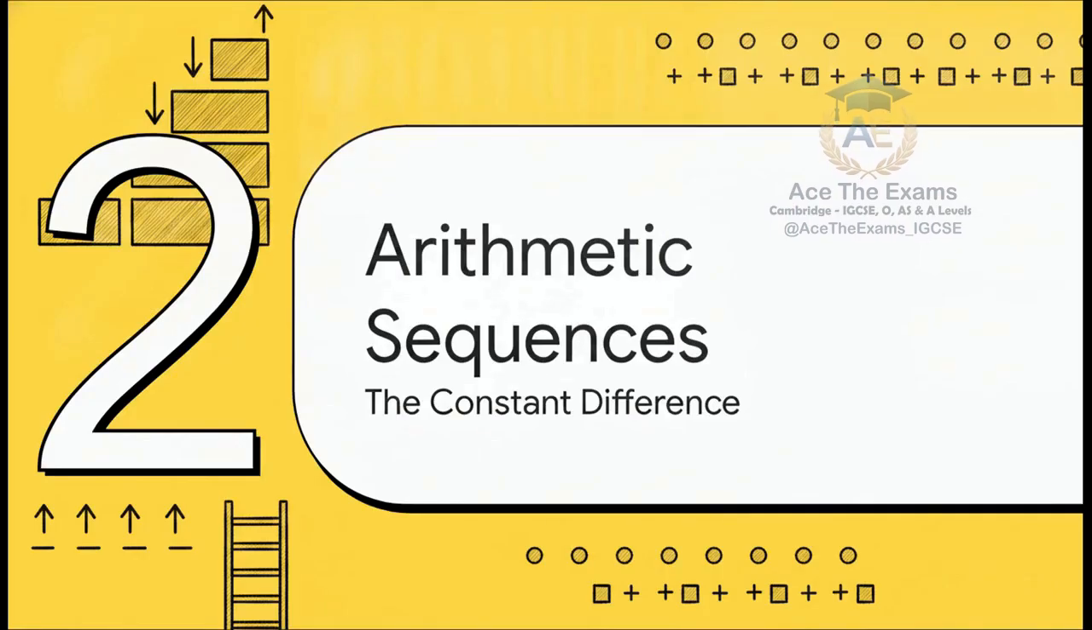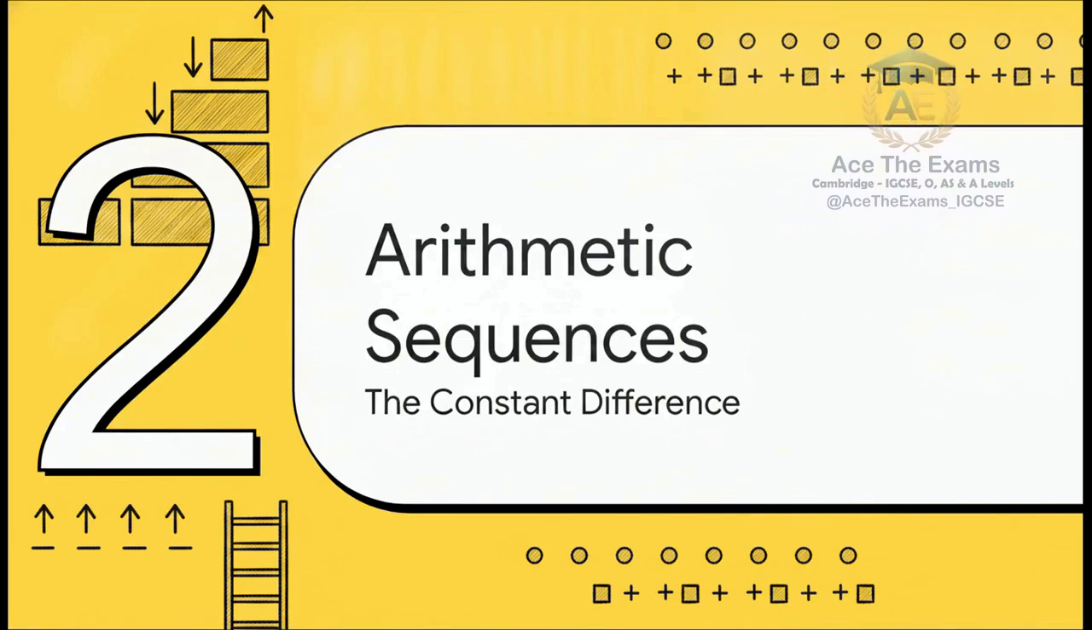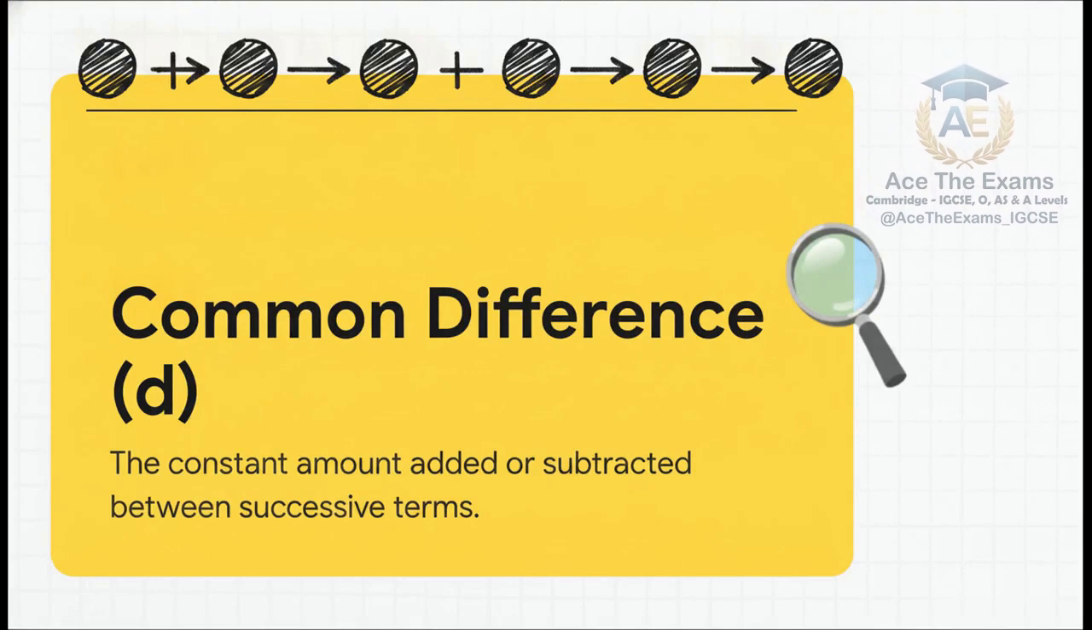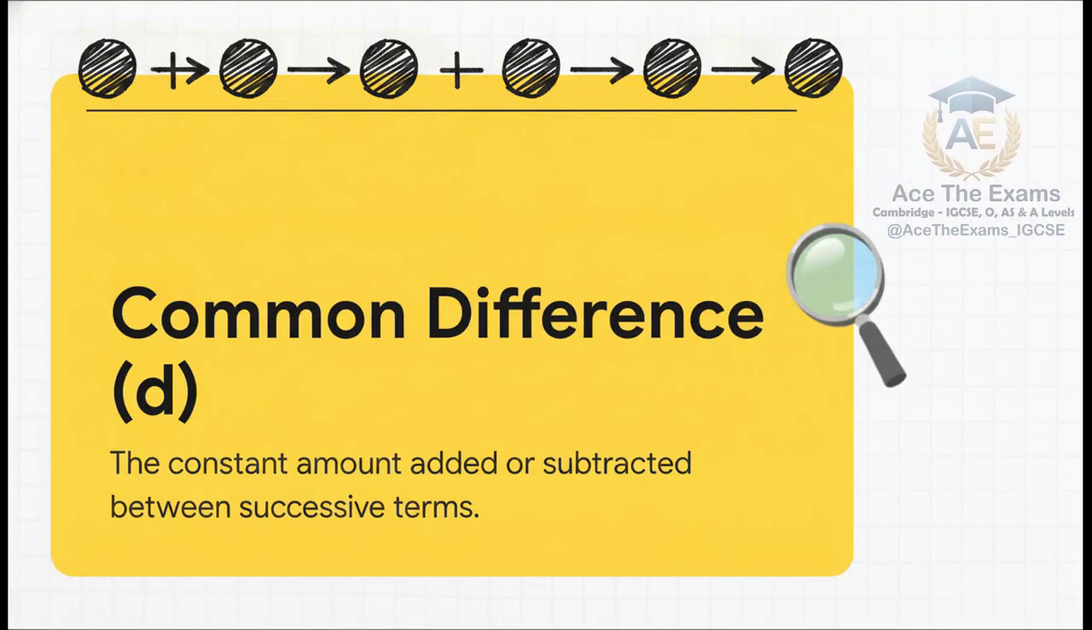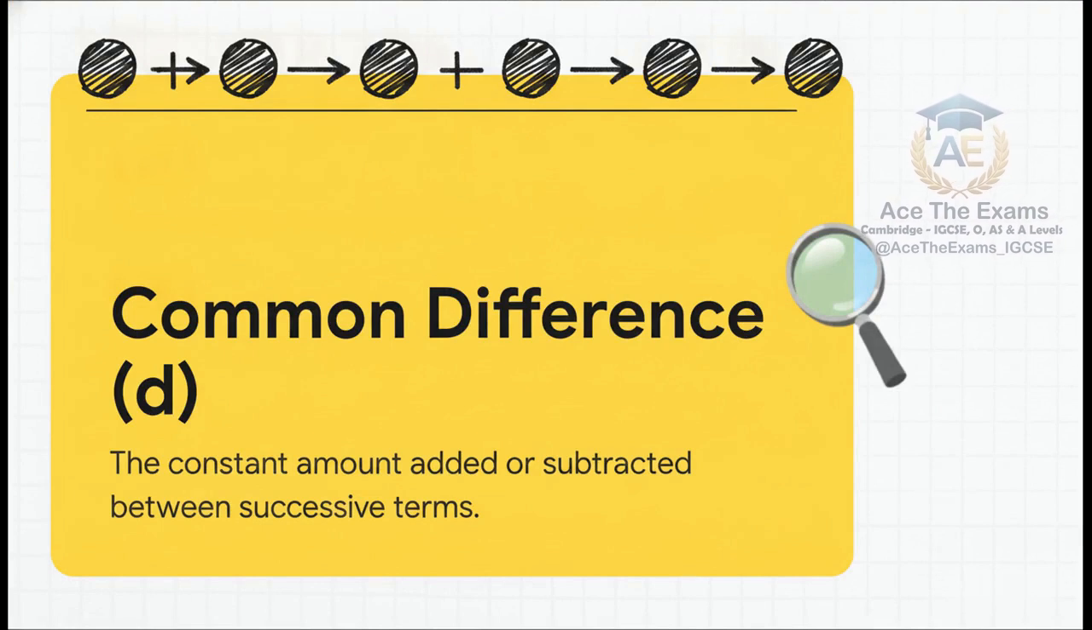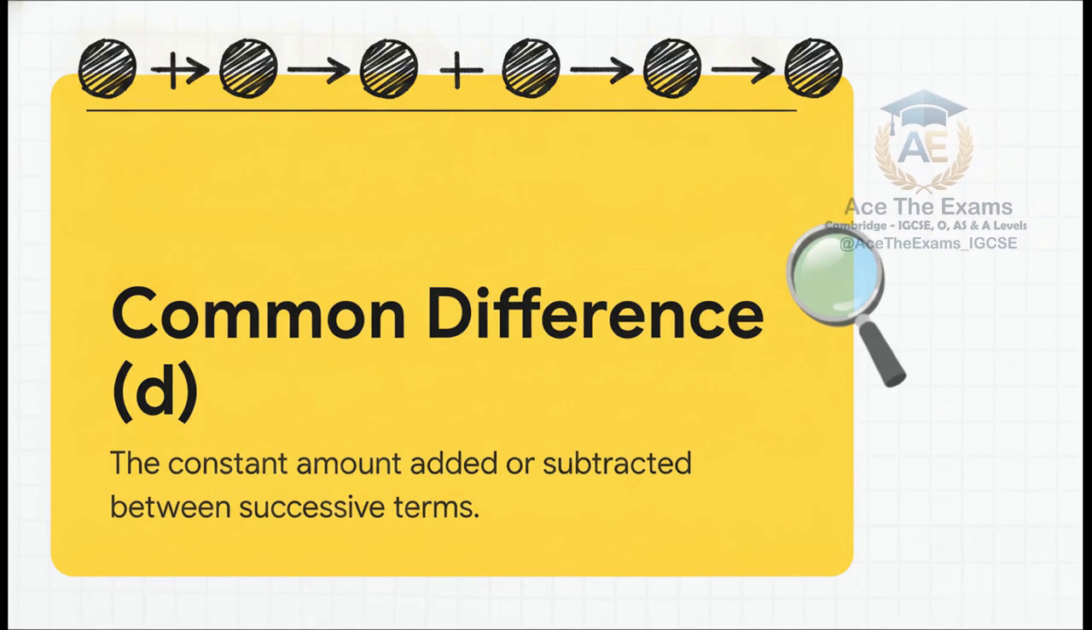Moving to section 2. Let's look at our first and most straightforward pattern type, the arithmetic sequence. This is where the numbers follow a simple, constant step. In an arithmetic sequence, you are taking a reliable, constant step every single time. We call this step the common difference, or d. It's literally just the constant amount you add or subtract to jump from one term to the very next.